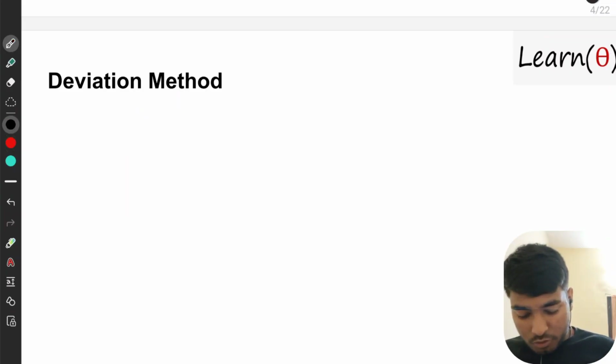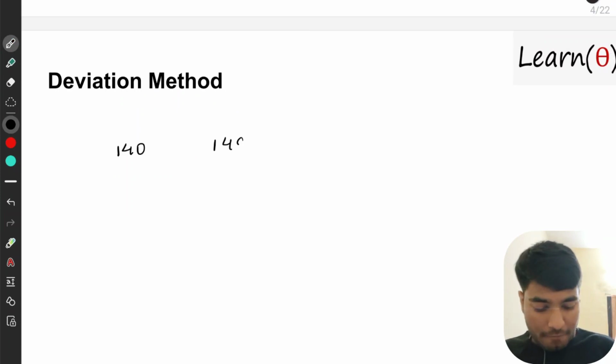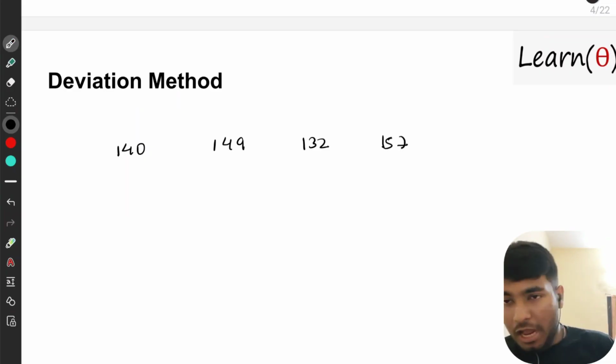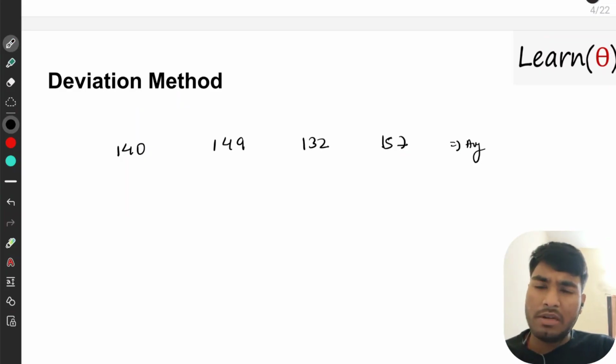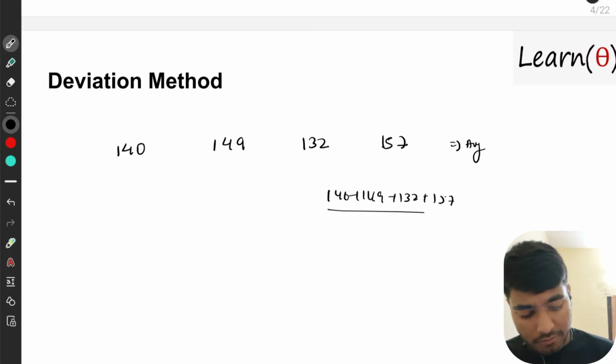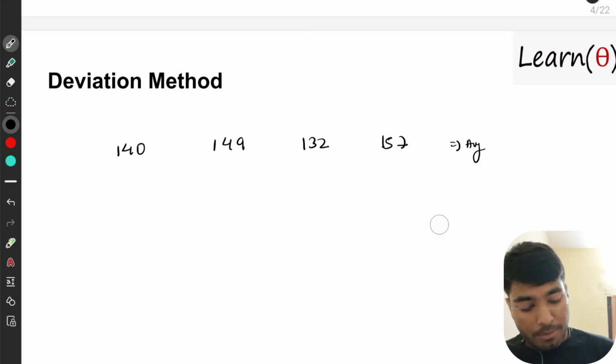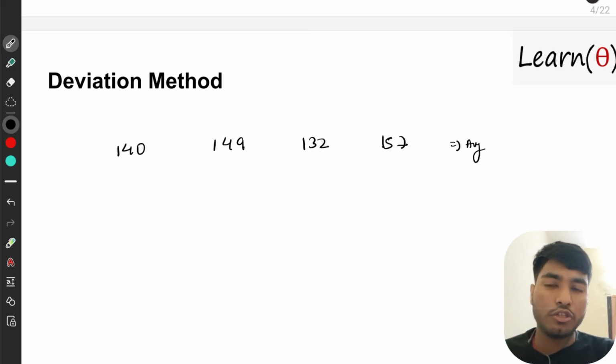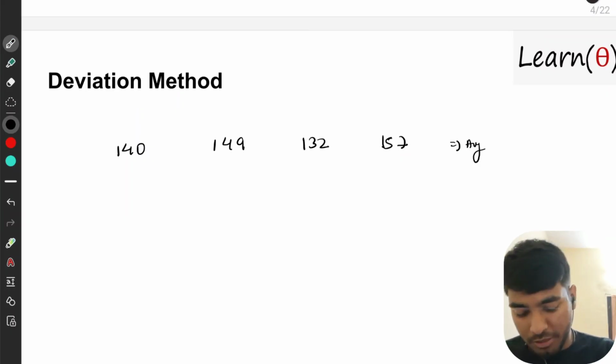Let us say I am giving you large, bulk numbers: 140, 149, 132 and 157. Okay, I have given you 4 numbers. Can you find the average of all this? Well, I think you will be able to, but that will take a bit of time. You will add 140, 149, 132 and 157, then divide by 4. Well, that will be a bit difficult for you. We have a shortcut method, and that shortcut method is known as the deviation method.